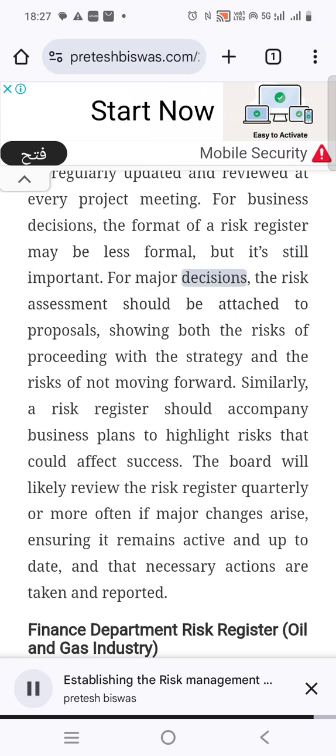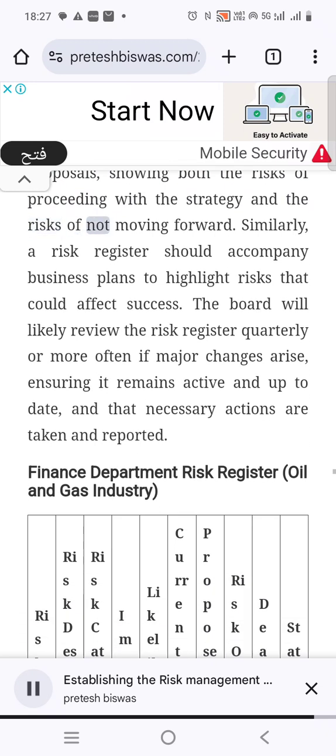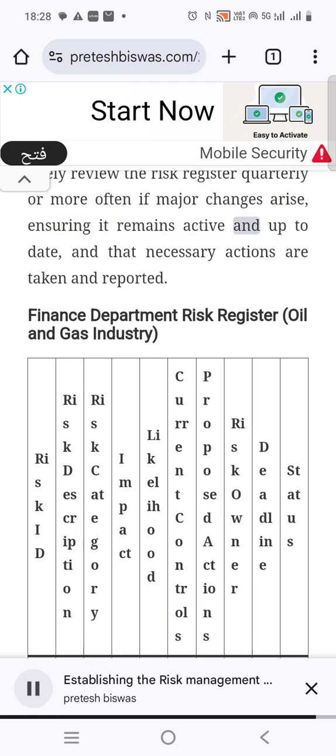For major decisions, the risk assessment should be attached to proposals, showing both the risks of proceeding with the strategy and the risks of not moving forward. Similarly, a risk register should accompany business plans to highlight risks that could affect success. The board will likely review the risk register quarterly or more often if major changes arise, ensuring it remains active and up to date, and that necessary actions are taken and reported.